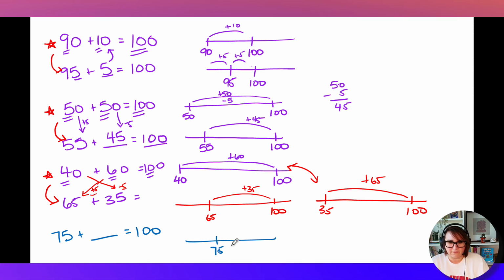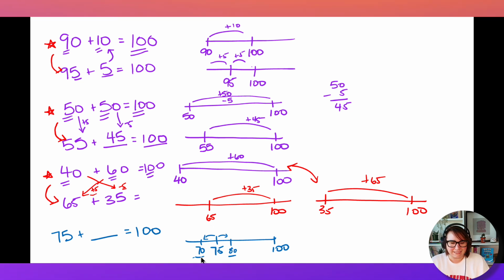If we have 75 here and we want to get to 100, did anybody think about this as maybe rounding down to 70? 7 tens plus 3 ones plus 30 gets us 100? Or did anybody think about rounding up to another friendly number? Maybe rounding up to 80? 80 plus 20 equals 100?